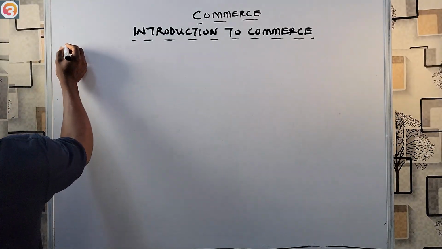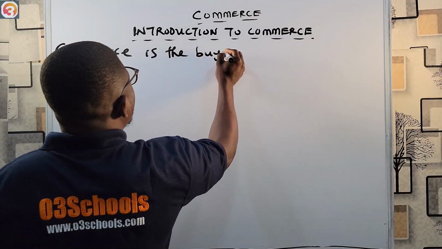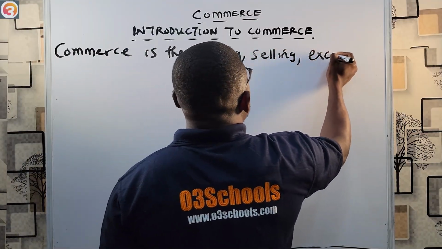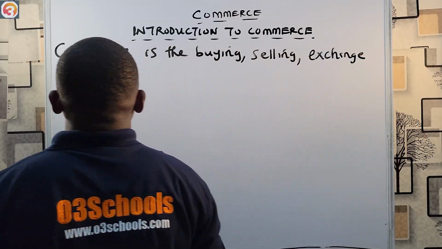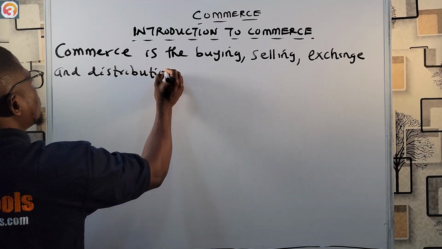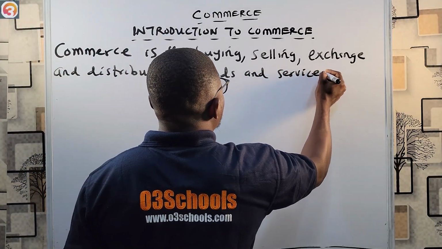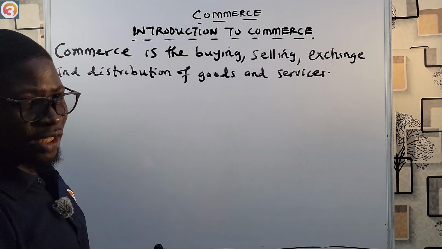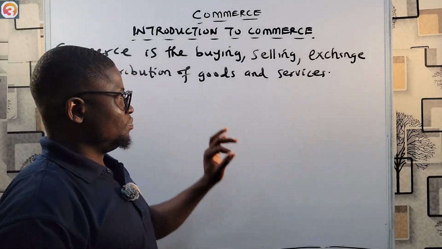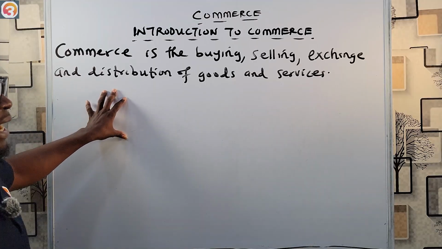Put that down. Say commerce is the buying, the selling, the exchange, and distribution of goods and services. So you can see the keywords here: buy, sell, exchange, and then distribute. So that is commerce: the buying, the selling, the exchange, and distribution of goods and services.